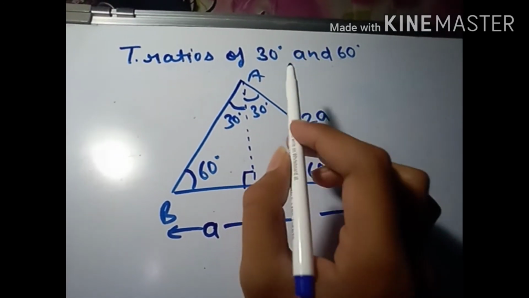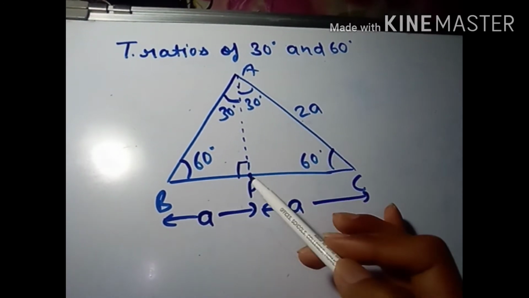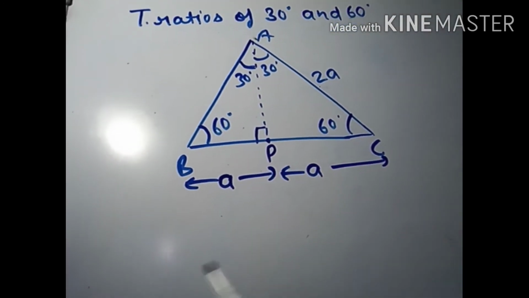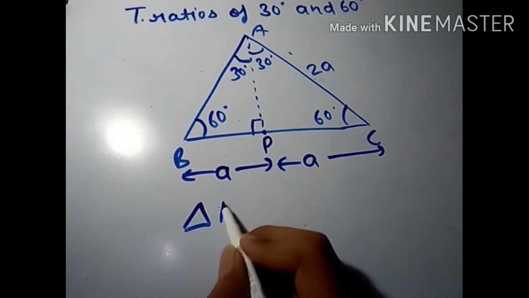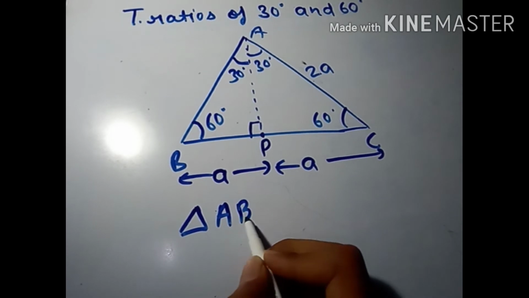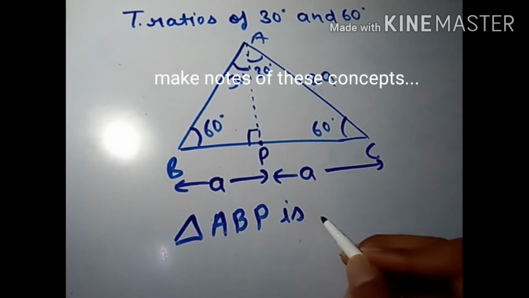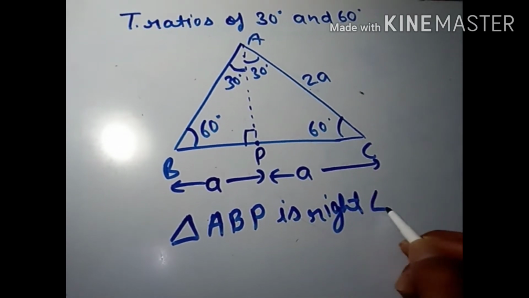So now you can see clearly ABP is a right angle triangle, isn't it? Yes, it is. So let me write it down. Triangle ABP is a right angle triangle.